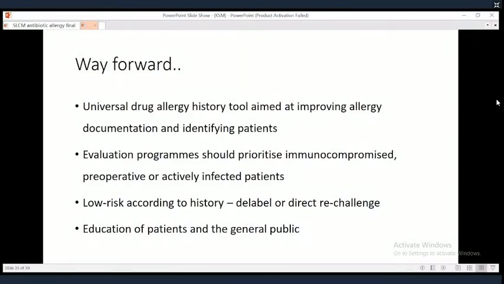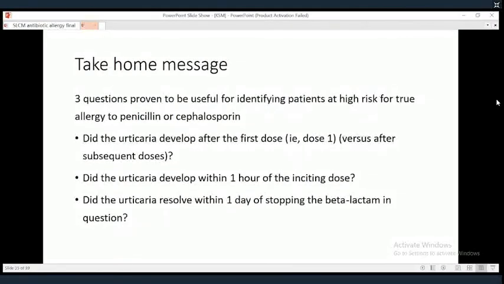So you should prioritize. Immunocompromised patients may require antibiotics often, so their problems should be sorted out, and also preoperative or actively infected patients should receive priority. So if there is a low risk according to history, they can be labeled directly or they may be rechallenged and the label can be taken off. And also you have to educate patients and the general public on what exactly is meant by drug allergy.